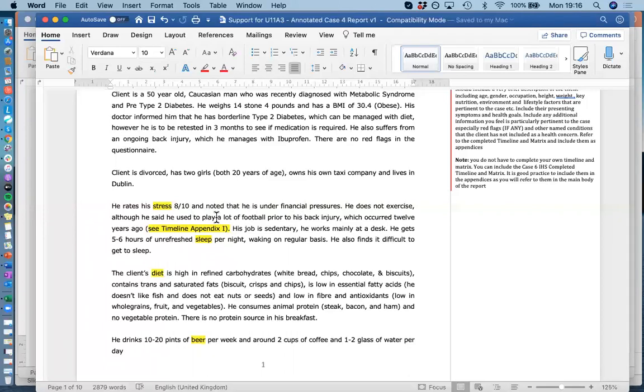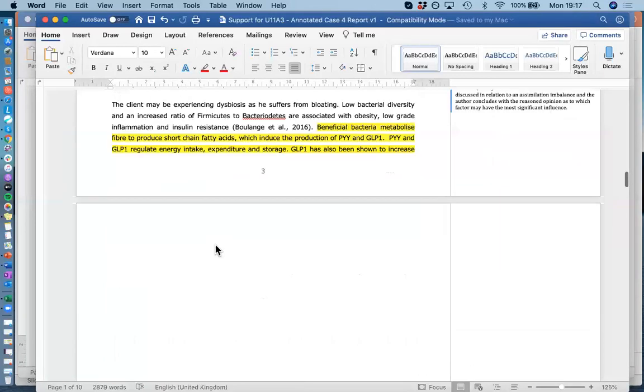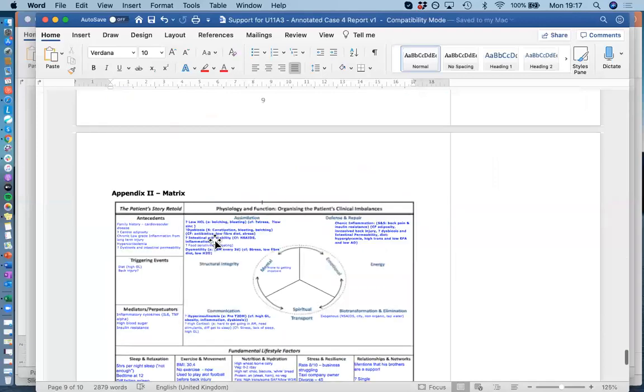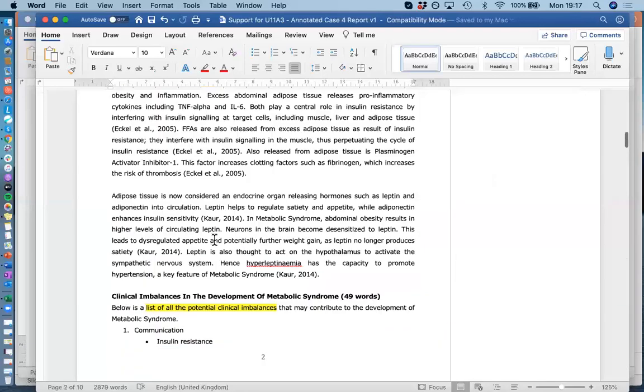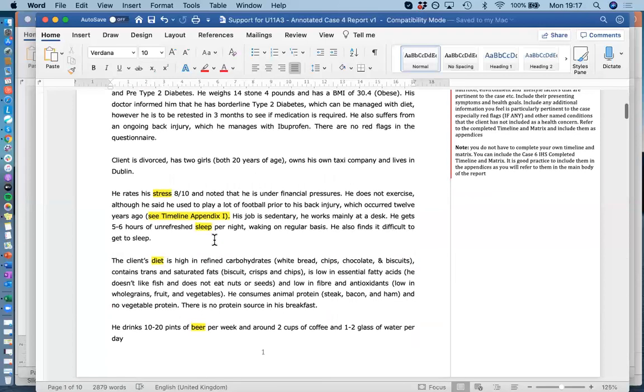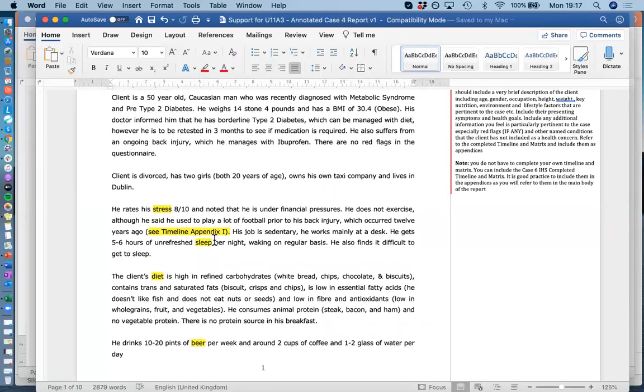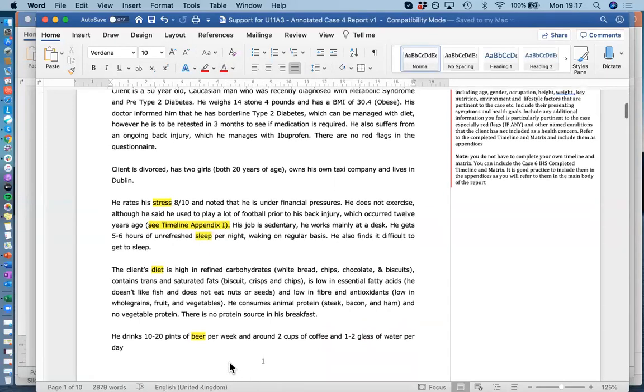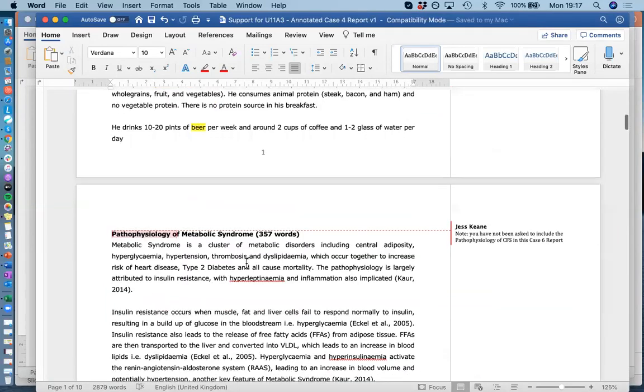For this example as well, we have included appendices. So there's a timeline and there's a matrix. You see down here. So you haven't been asked to do this in the assessment. If you want to include the timeline and the matrix, you can take a screenshot of them from the PowerPoint. That's absolutely fine, because it might be a good resource for you in a year's time if you're reading back and you want to see the timeline and the matrix. You don't need to do it for us here, but you can if you want. So that's the synopsis piece.